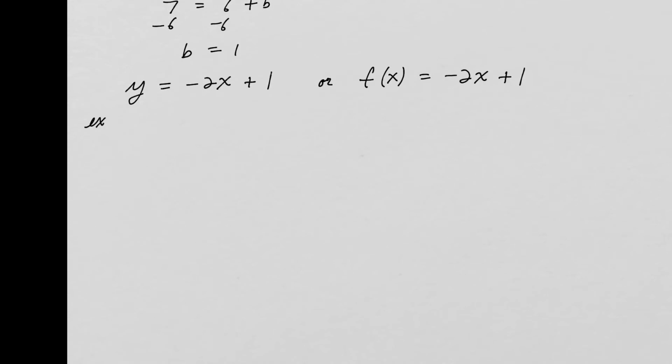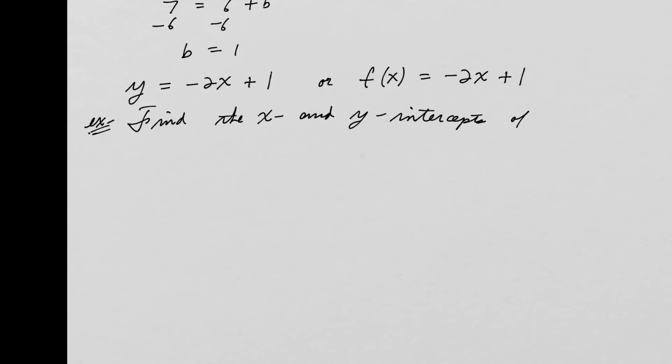Okay, another example. Find the x and y intercepts of the graph of negative 2x plus 2y equals negative 4, then graph it.